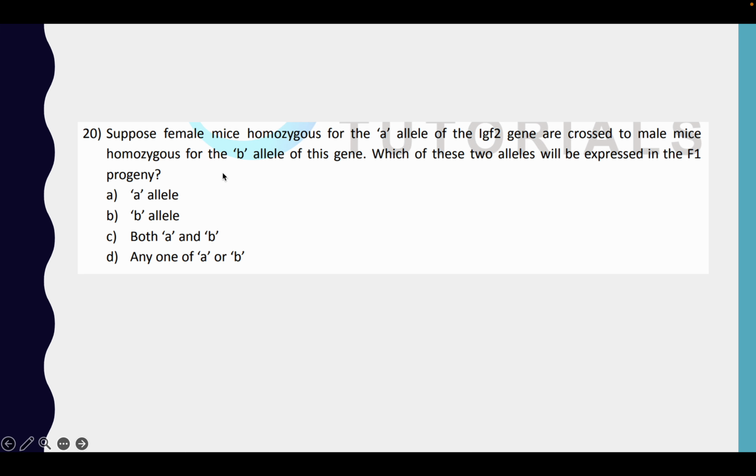Moving on to next. Suppose female mice homozygous for the A allele of the IGF2 gene are crossed to male mice homozygous for B allele of this gene. Which of these two alleles will be expressed in F1 progeny? Both A and B. Option C, ma'am. Yes, ma'am.